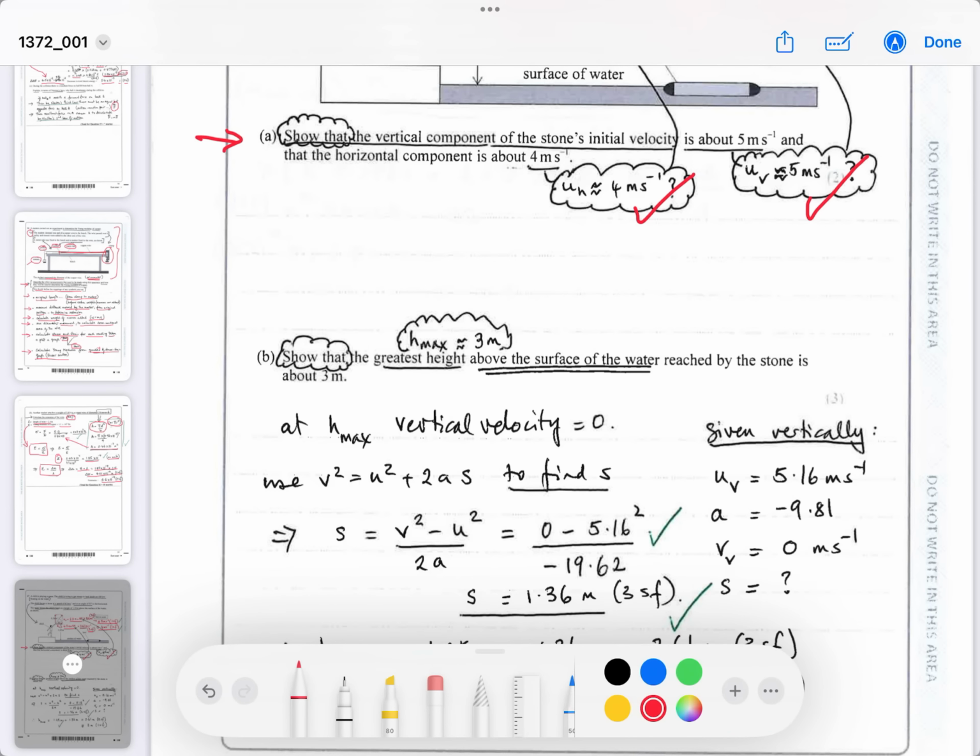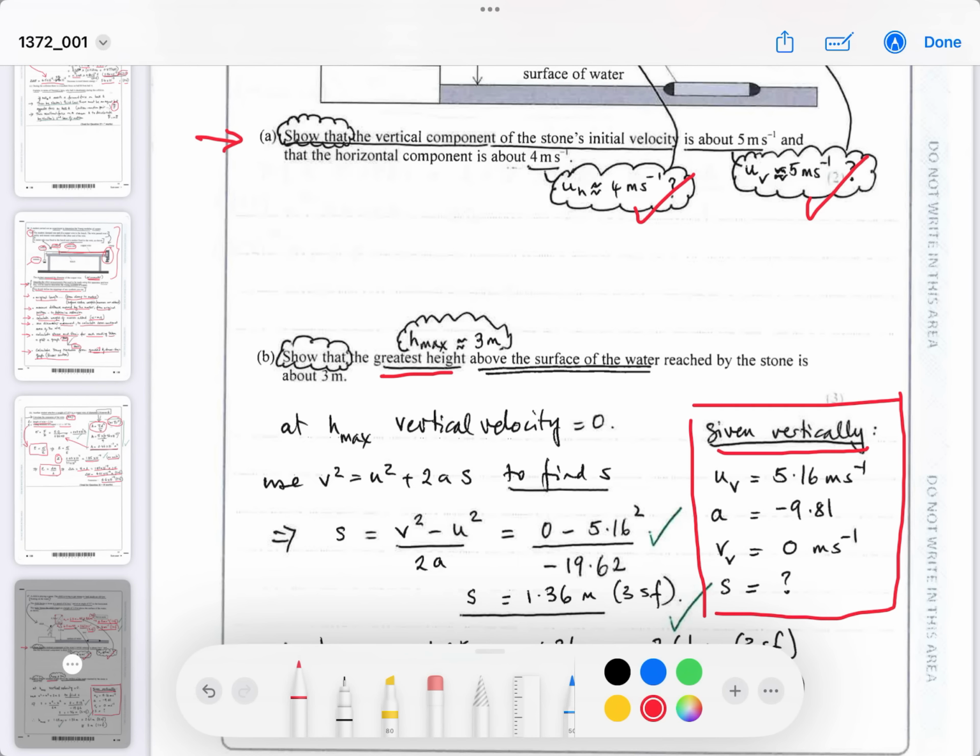So you have to write down what you're given vertically. I teach my students to write down on the right-hand side of the space that you're provided everything you know. Well, we know from the resolving bit that we did for part A above that the vertical velocity is 5.16 meters per second, and we don't use the rounded up values. We know the acceleration is slowing it down, so it's minus 9.81. We know the final velocity vertically will be 0. At its maximum height, it will reach a velocity of 0. And we want to find out what this height, S, is.